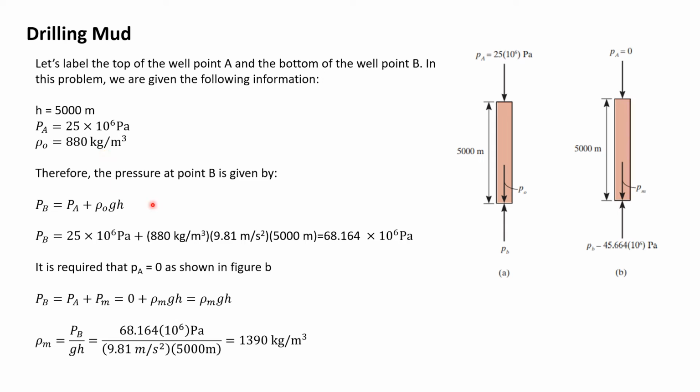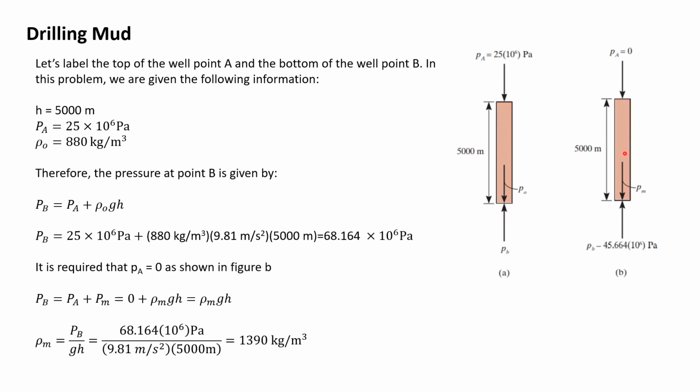Now, what we want: the pressure at B without the mud is going to be equal to the pressure at A plus rho g h, where rho is the density of the oil. So if you calculate this, you get 68.164 times 10 to the 6 pascals. That's what the pressure at B would be without having the drilling mud in.